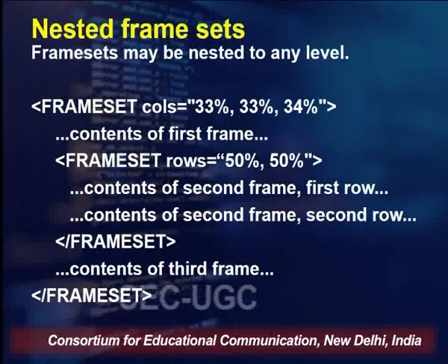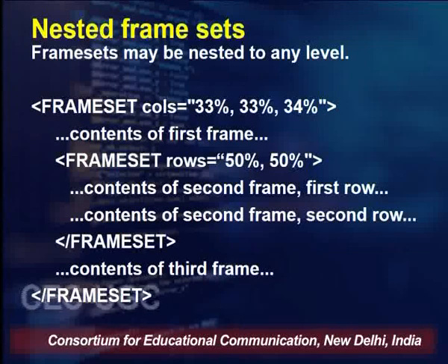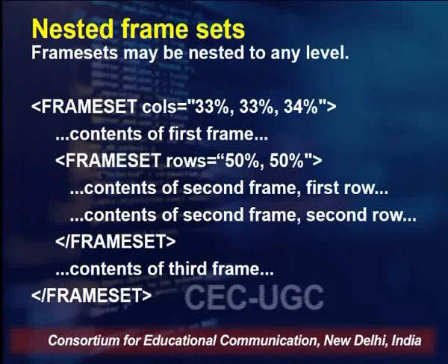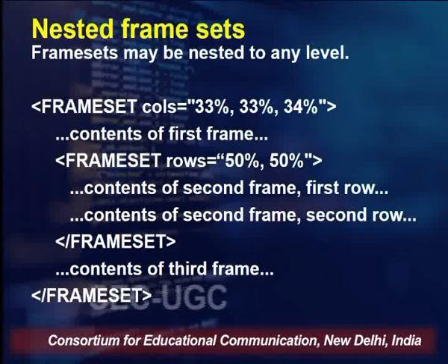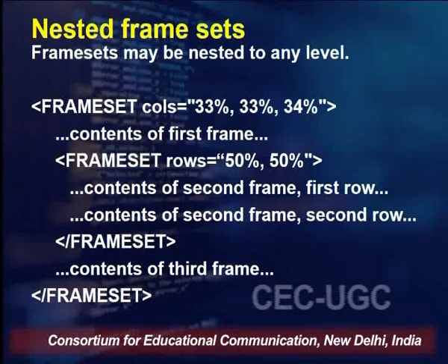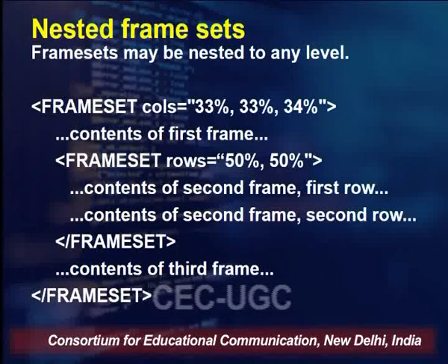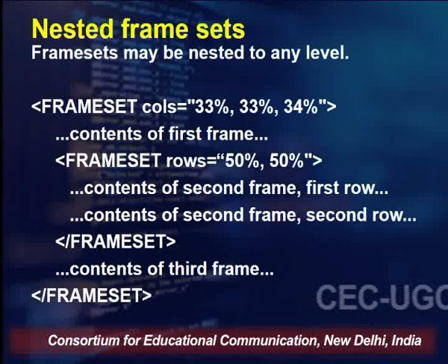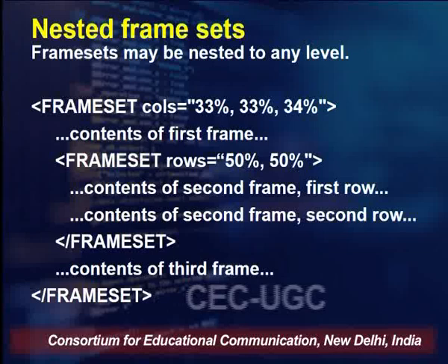Now let me explain. Here it is the first column and the contents of the first frame, which will be decided by the frame tag and the source attribute. Obviously a name has to be there, because name has its own relevance, its own importance. Then the second column has been again divided into two equal rows. Then there goes the contents of the second frame first row. Whatever you need to display in the second frame first row will be there. Just after that there will be the contents of the second frame second row.